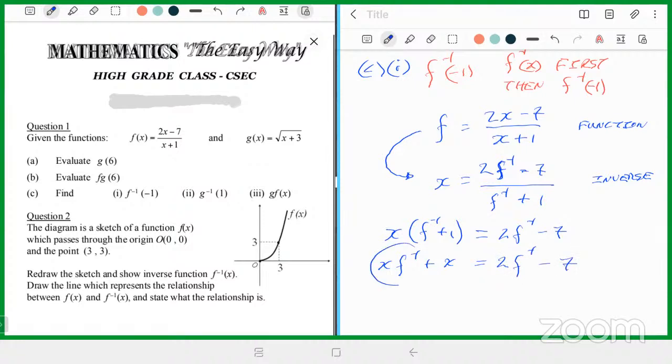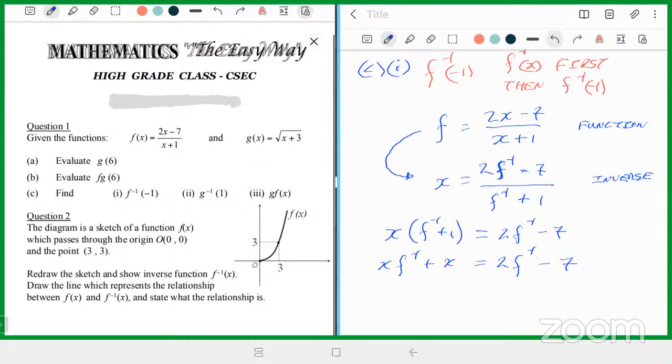Then we're going to leave this on this side because it has f to the minus 1 in it. This 2 times f to the minus 1, I'm going to bring to this side of the equation and change the sign. This x, we don't want it over here. We're going to take it to this side of the equation again and change the sign. Note, however, that this is a negative 7, not just a 7. We're not moving it, so it will remain a negative 7.